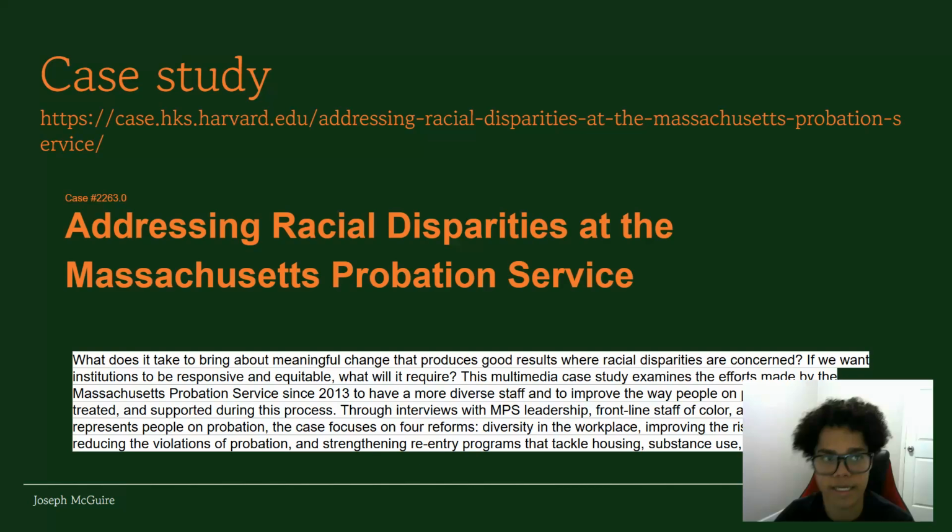This leads me to my case study. This is a case study done by Harvard. It is addressing the racial disparities of the Massachusetts probation system. And I'm going to read this little excerpt, this summary. What does it take to bring about meaningful change that produces good results where racial disparities are concerned? If we want institutions to be responsive and equitable, what will it require? This multimedia case study examines the efforts made by the Massachusetts Probation Service since 2013.